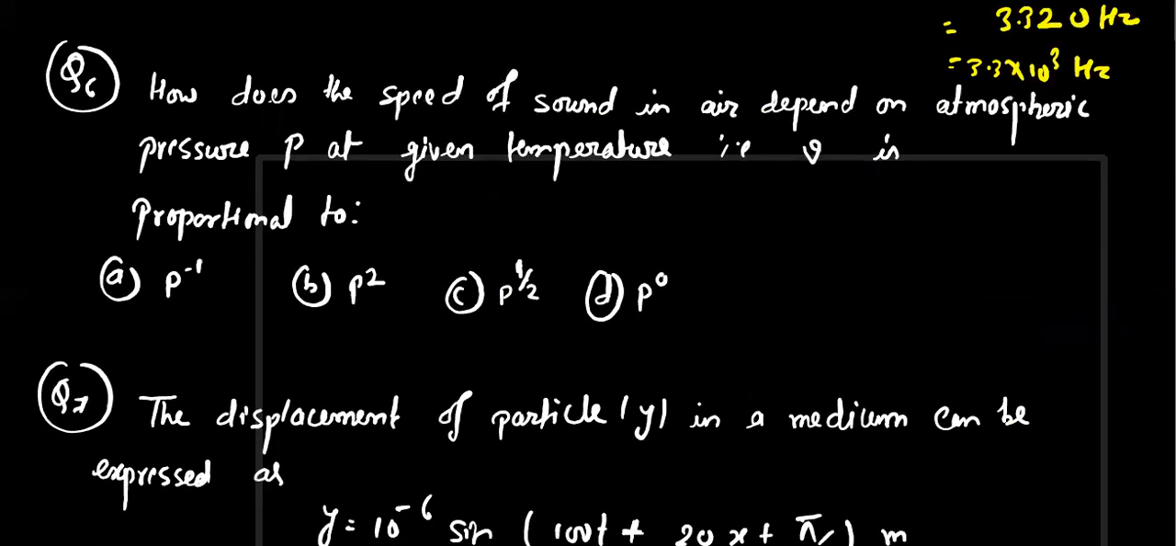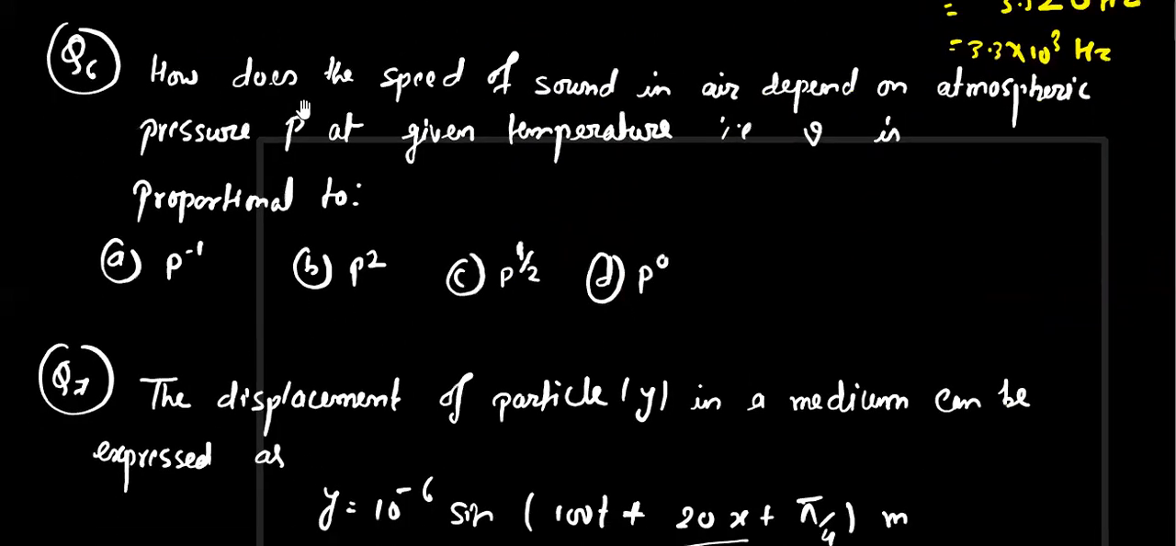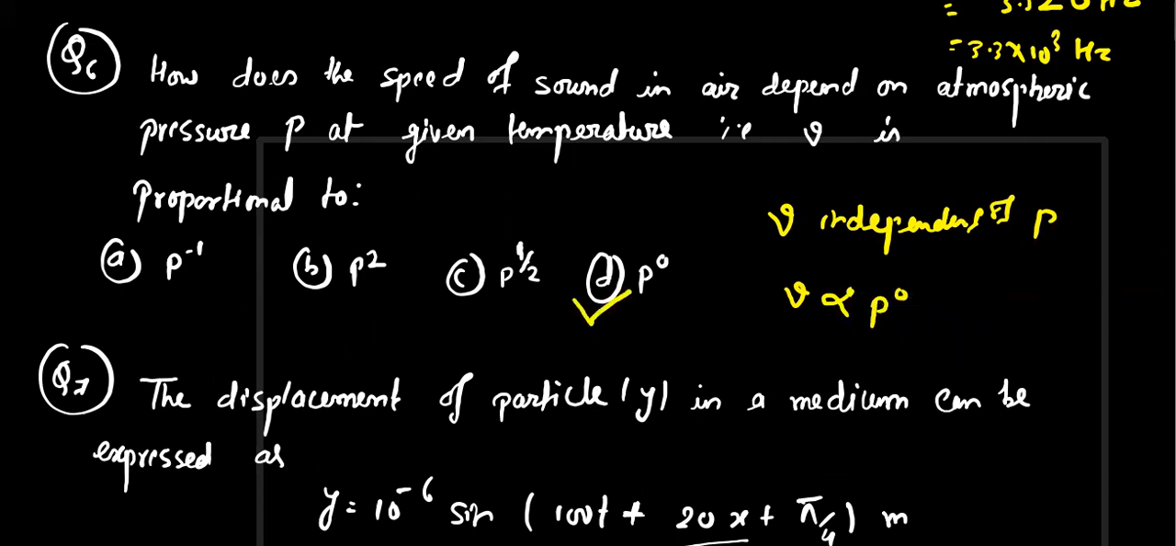Okay. So this is question number 6. How does the speed of sound in air depend on the atmospheric pressure at a given temperature, that is V is proportional to. As we know, velocity is independent of pressure, so we can say that velocity is proportional to P raised to the power 0, that means independent of pressure. So our option is option D.